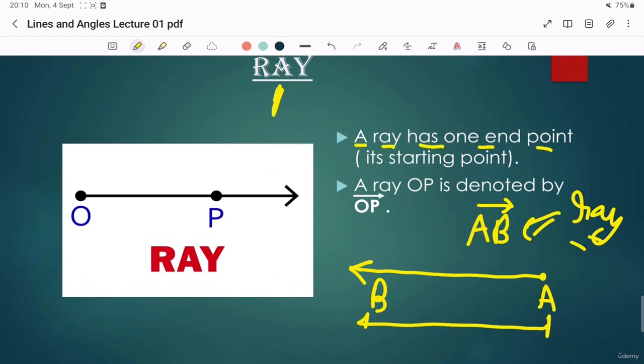So in this video, we have discussed what a line segment is, what a line is, and what a ray is.